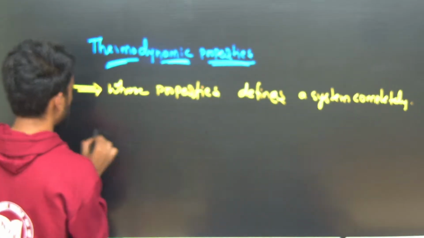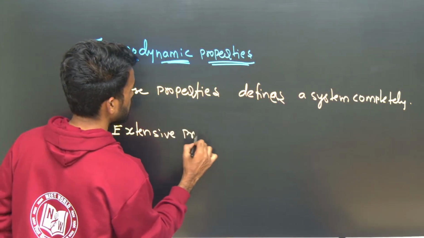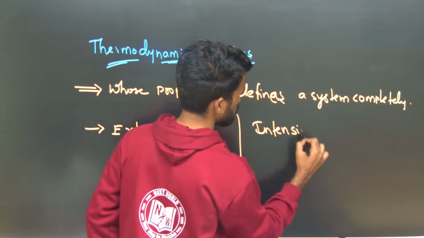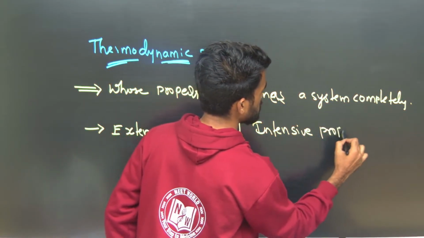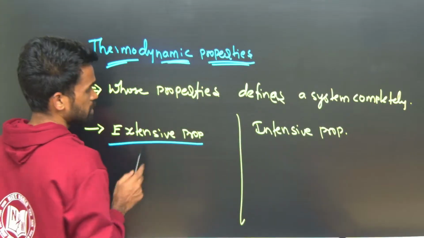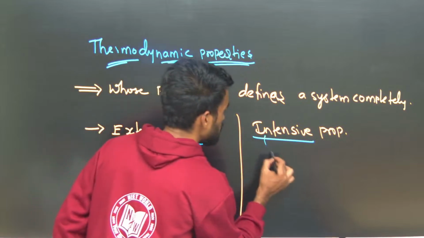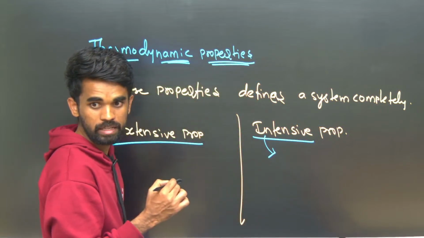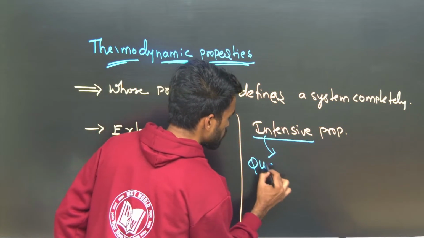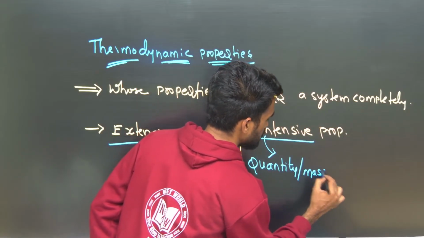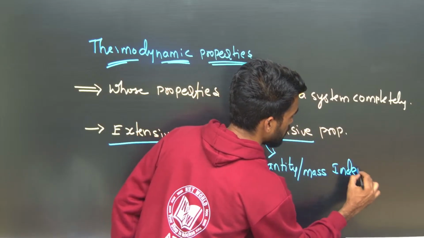These are of two types. One is extensive properties, which are important again, and the other one is intensive properties. What exactly are extensive properties? For intensive, you can just remember independent. Quantity, or you just remember mass. Independent properties are intensive properties.